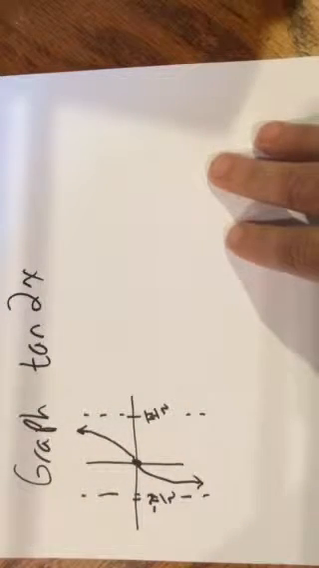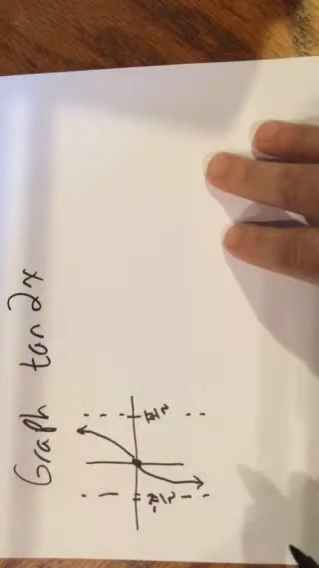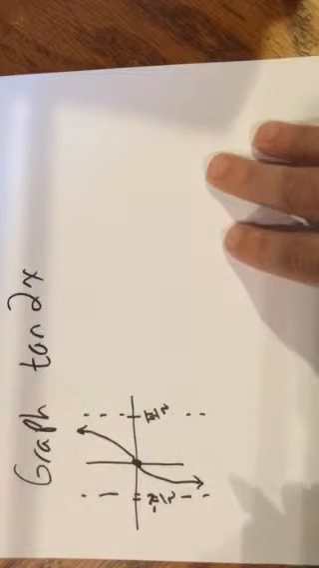To the left, it follows the asymptote down. To the right, it follows the asymptote up. Okay, so we know that this is in front of the x. If it's in front of the x, it affects my horizontal stretch or shrink.